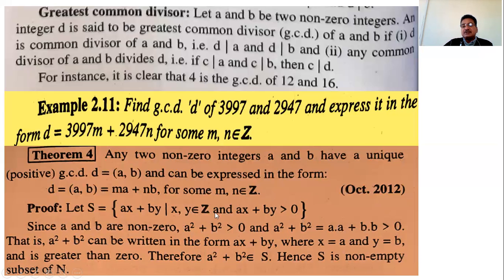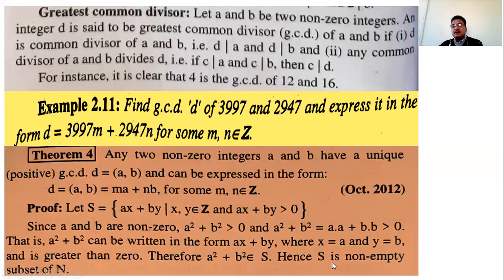a² + b² is of the form ax + by, and a² + b² is strictly greater than 0, and therefore this a² + b² satisfies all the properties of the set S, and therefore a² + b² belongs to S. So we have one element in S, and therefore S is a non-empty subset of N. Obviously, by using the definition of S, we can say that S is a subset of N, and here we have shown that a² + b² belongs to S, therefore S is non-empty.